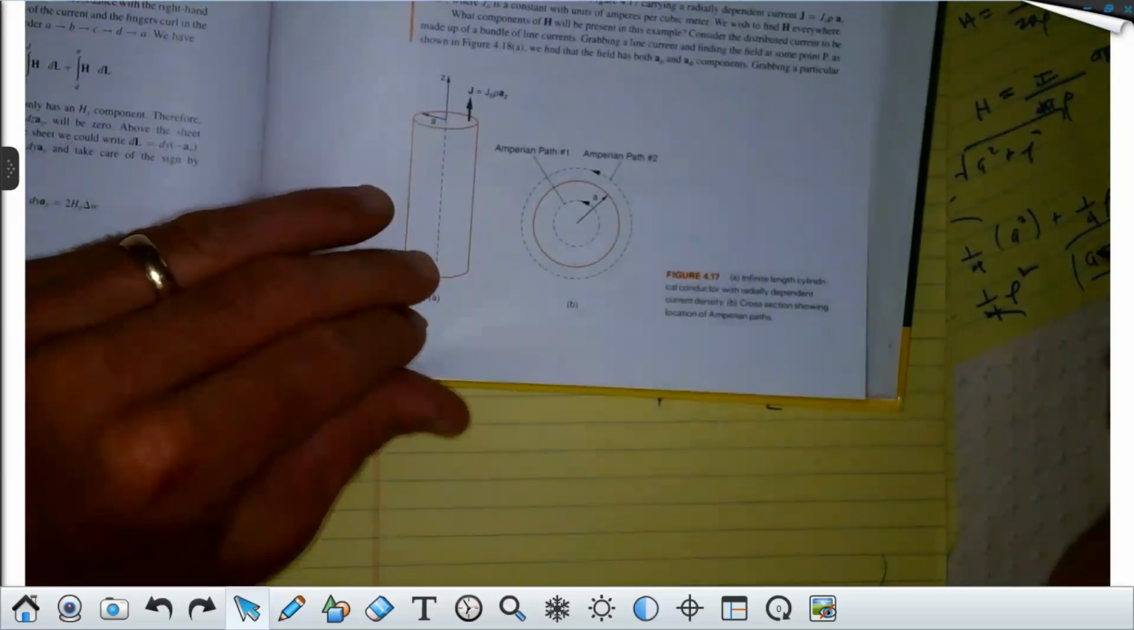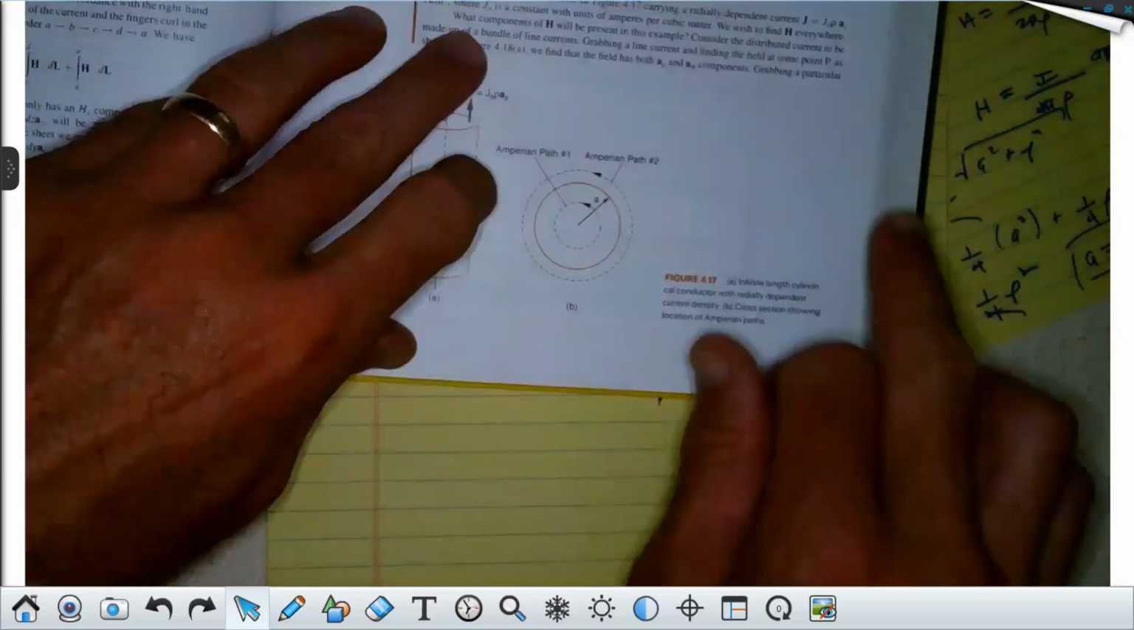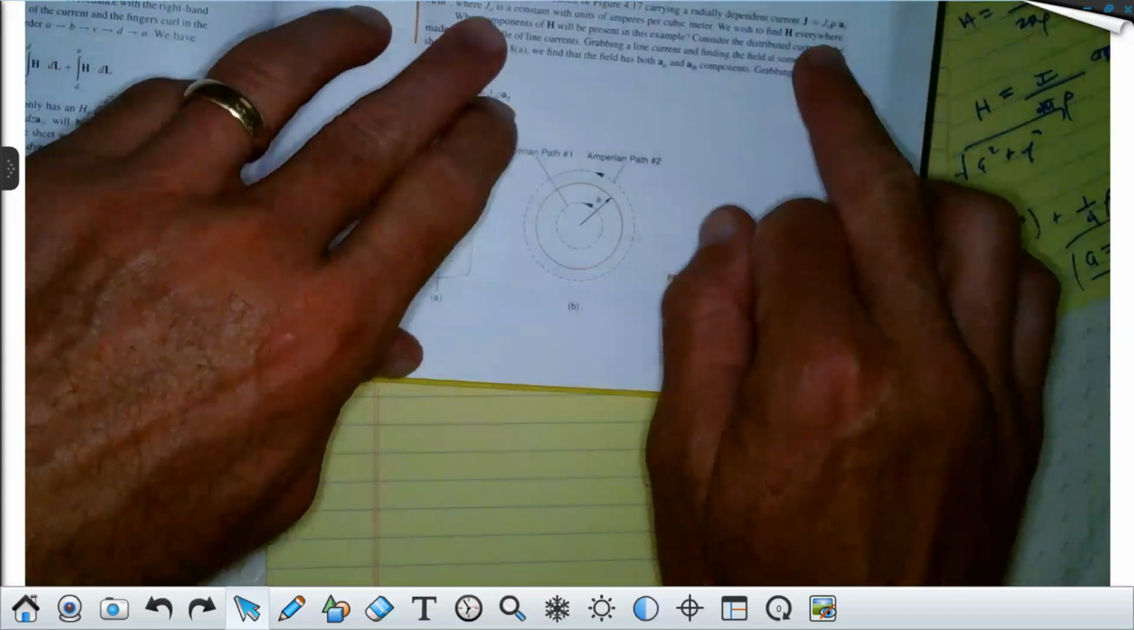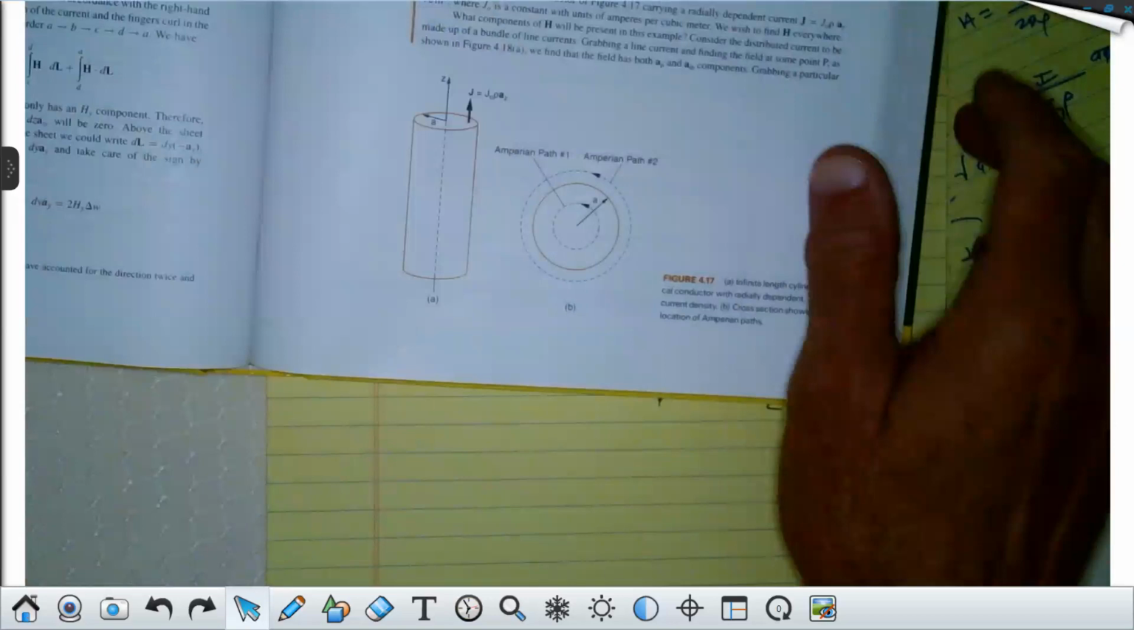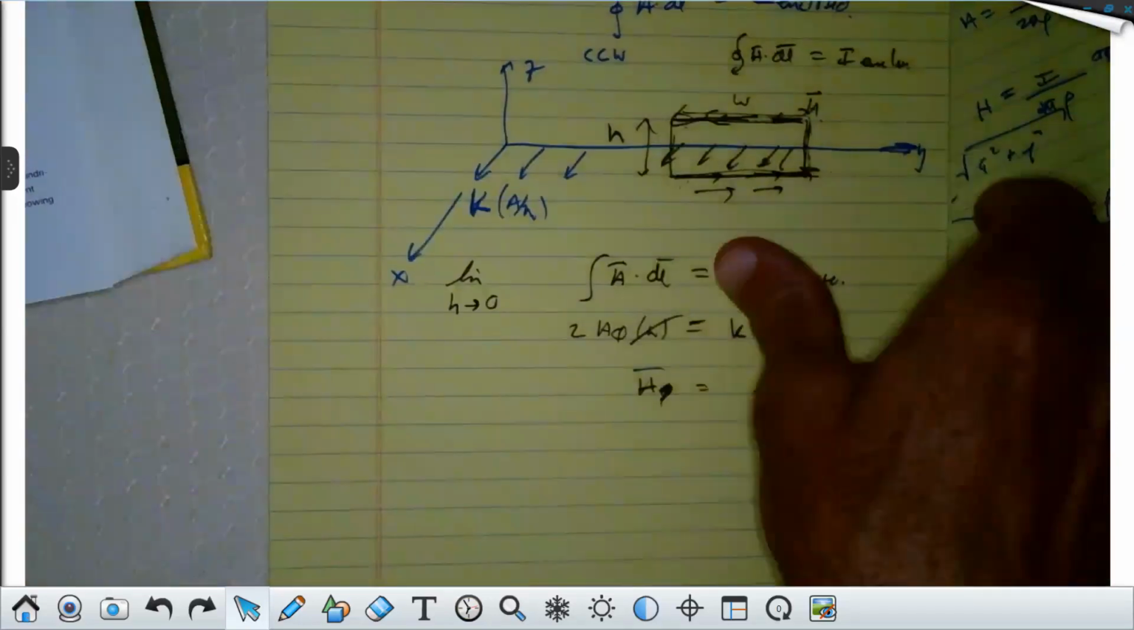I'm going to do one of these. As a matter of fact, let's do example 4.7, where he gives you the current is J naught rho in the A z direction. So I'll try to draw it up here. I want everybody to take a look at this.